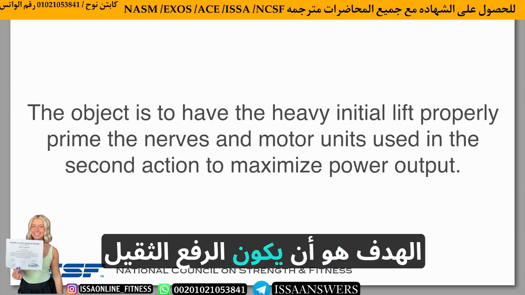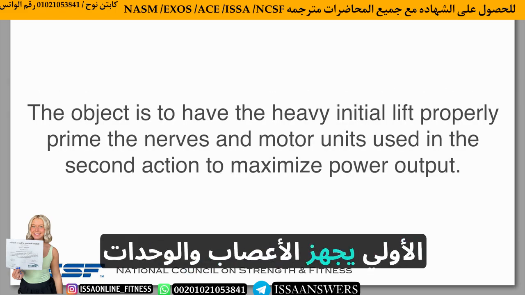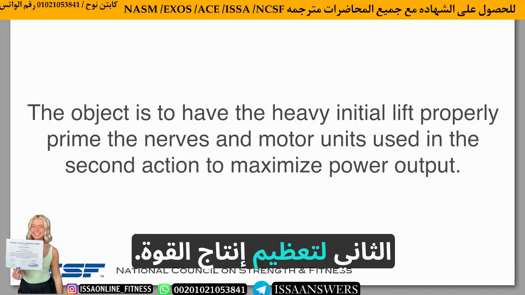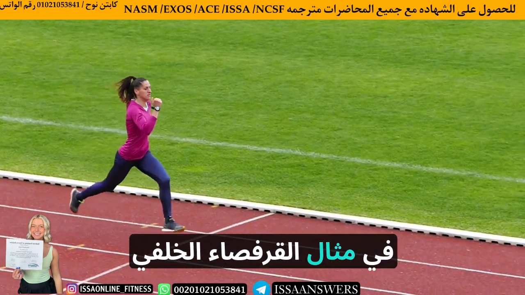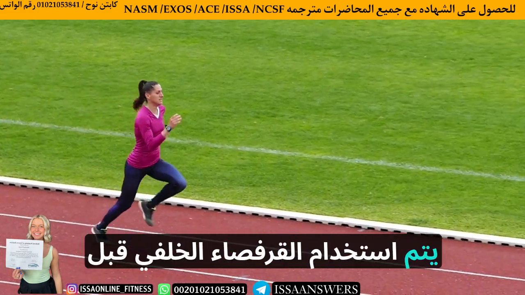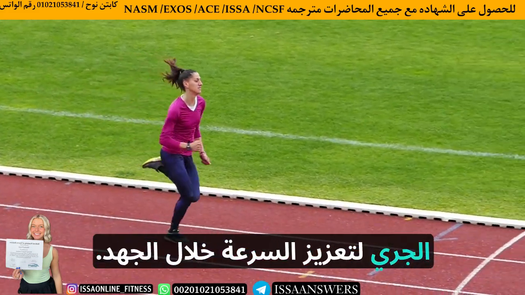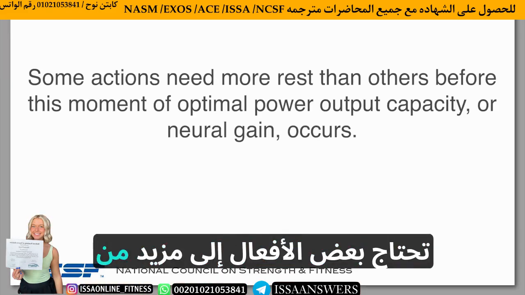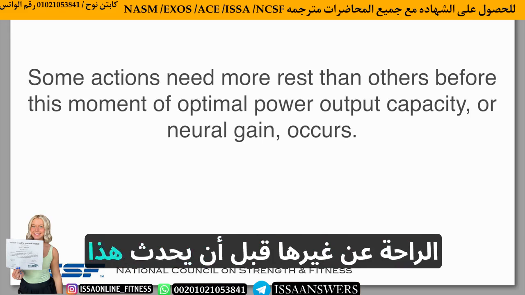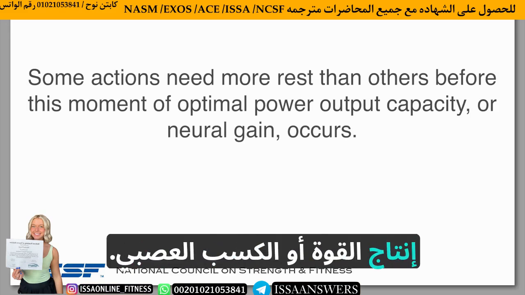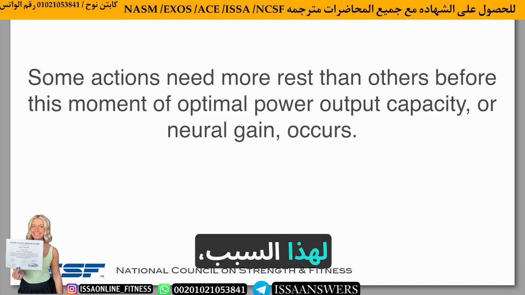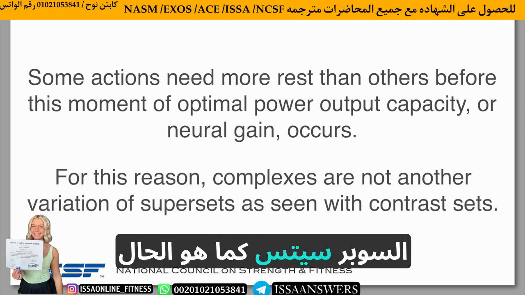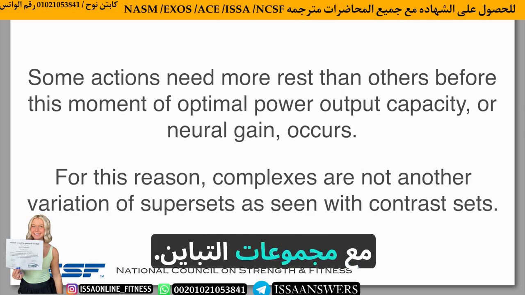The object is to have the heavy initial lift properly prime the nerves and motor units used in the second action to maximize power output. In the back squat and sprint example given, the back squat is used prior to the sprint to enhance speed during the effort. Some actions need more rest than others before this moment of optimal power output capacity, or neural gain, occurs. For this reason, complexes are not another variation of supersets, as seen with contrast sets.